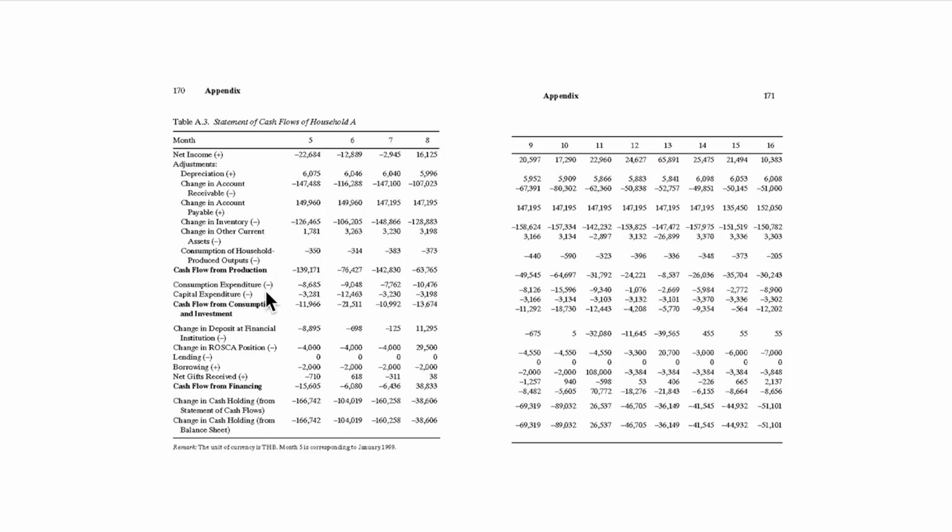You can spend money on consumption, that's typically an outflow. You can spend money on investment, also typically an outflow. So we have cash flow from consumption and investment. And then we have cash flow from financing, which is you can put cash in the bank as a deposit, or you could borrow cash. Hopefully you get it as an inflow. There are gifts and so on. So cash flow from production, consumption, and financing are the three categories.